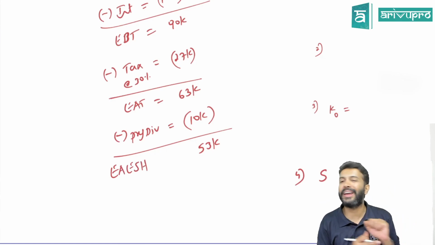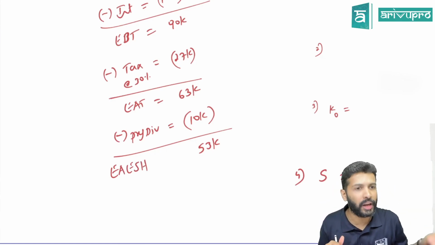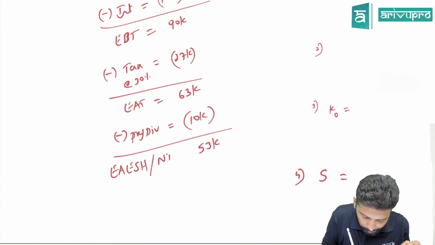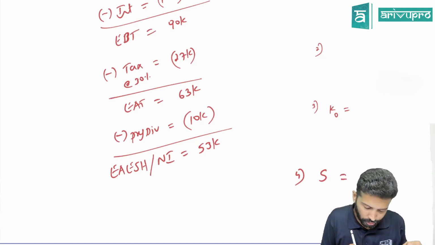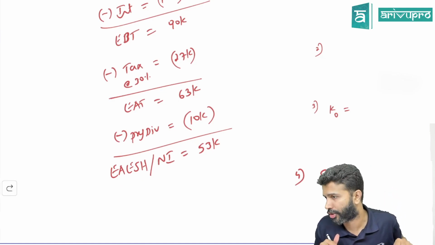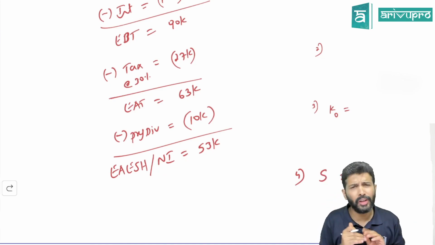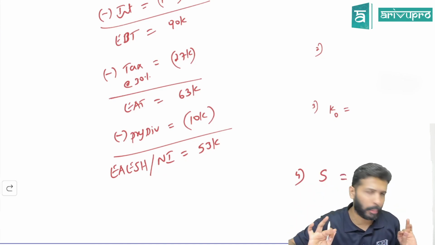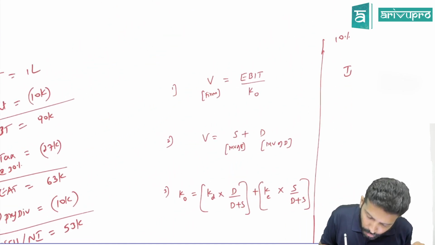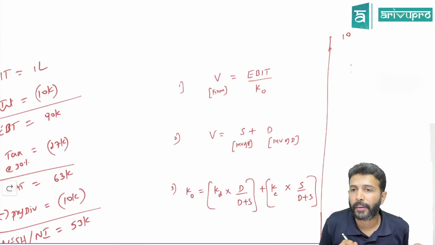So this only is what, sir? ESH. ESH means earnings available to equity shareholders. Or you can also call it net income. Our books use the term NI, but for our purpose, we can treat it as ESH. Are we okay? Using this only, you will find out the EPS and other things. Correct?